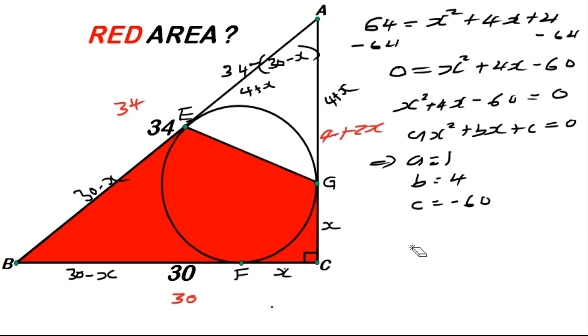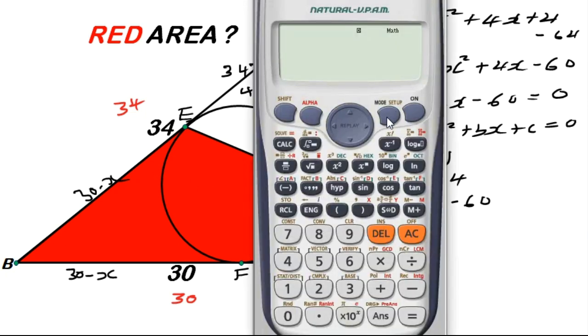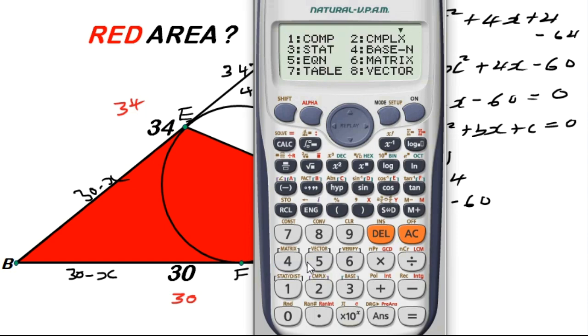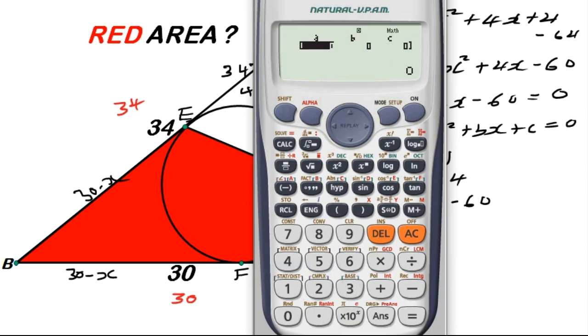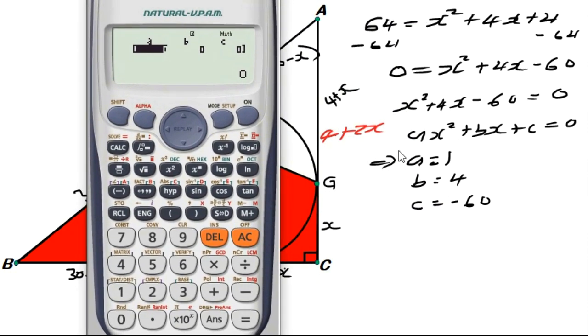So if you key in the values of a, b, c in the quadratic formula, what do we have? We go to the quadratic formula. We have equation number 5, then quadratic equation number 3. Then we key in the value of a is 1, the value of b is 4, and the value of c is negative 60. So if we solve this, what do we get? We get the first solution of x is 6, the next solution of x is negative 10.